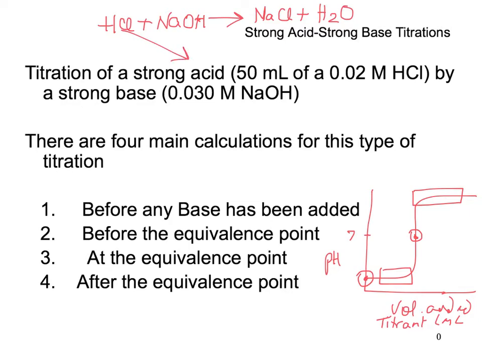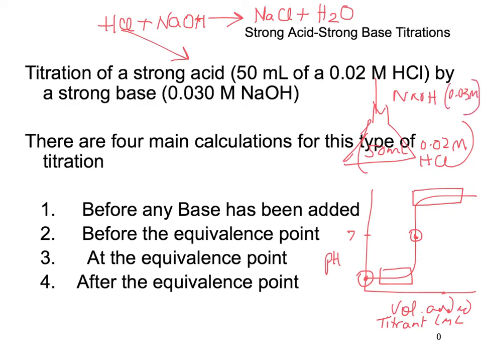Now, we are starting with a scenario that we have a strong acid, something like HCl, and we have 50 milliliters of that in a flask. So I have 50 milliliters of 0.02 molar HCl in a flask. And to that, I'm going to be adding sodium hydroxide. And I know that the concentration of sodium hydroxide that I have is 0.03 molar.